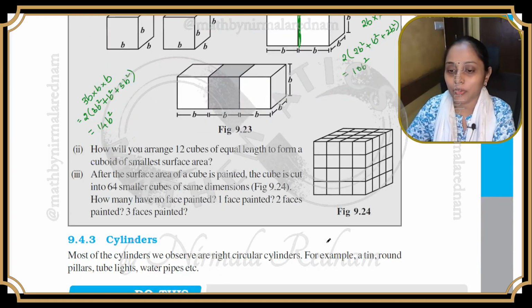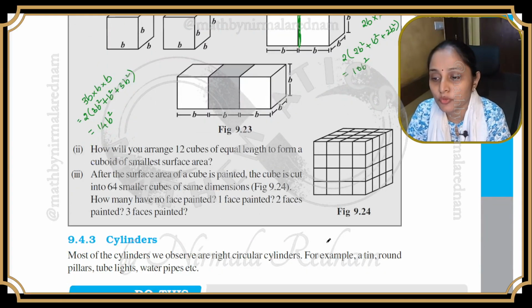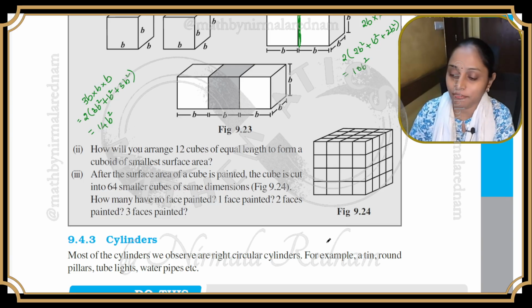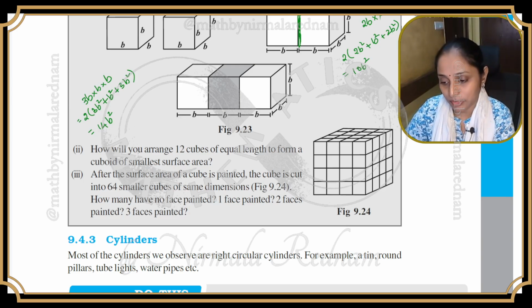Now coming to the next question, how will you arrange 12 cubes of equal length to form a cuboid of smallest surface area? Now this is a very interesting question.